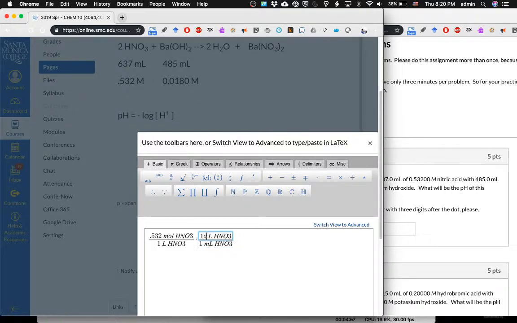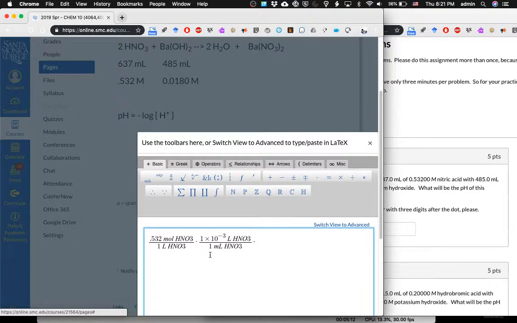1 times 10 to the negative 3. You could do it like that. And now here I've got the liters canceling out. I don't know how to cancel stuff out on here, so I'll just show you. The liters down here are canceling out with the liters up here. All right, now I wanted the moles, right? So the moles of HNO3 are the same as the moles of H+. But I've got milliliters down here. So how am I going to get rid of these milliliters? Well, it says milliliters right here, 637 milliliters. These milliliters will cancel with these milliliters. So everything's canceled except for the moles.